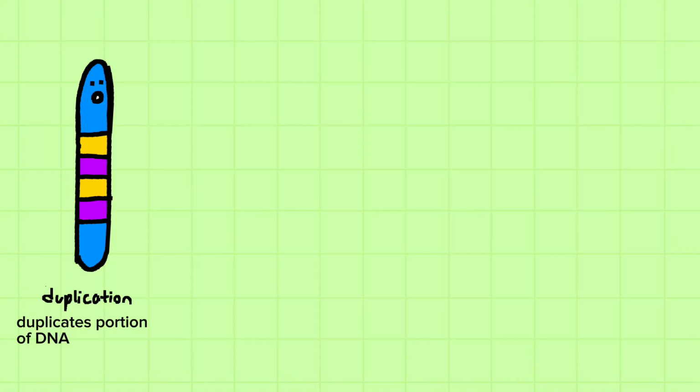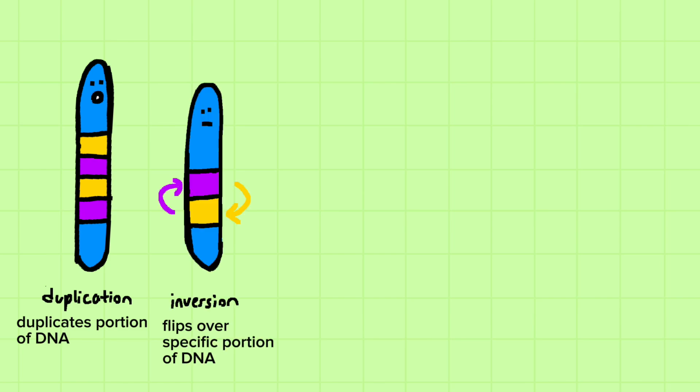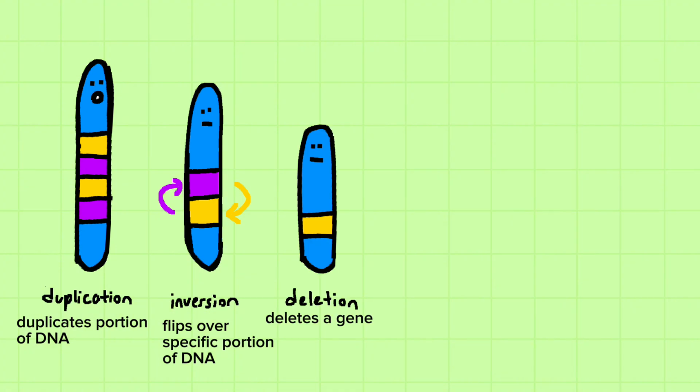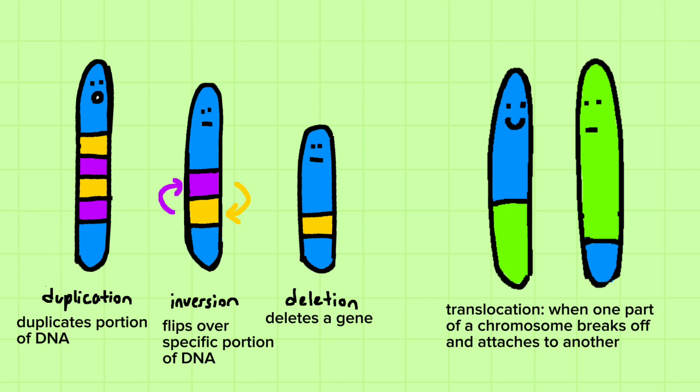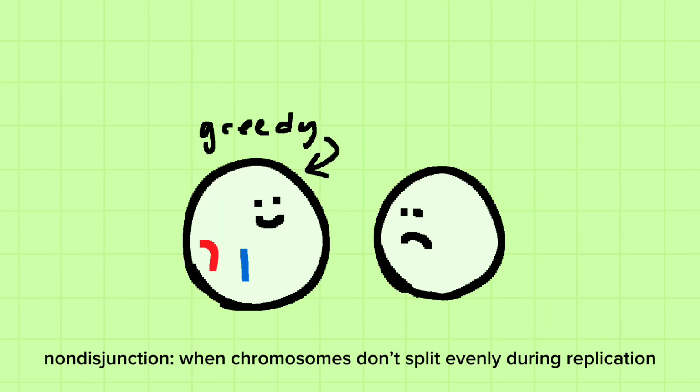Chromosomal duplications are when a portion of DNA is duplicated. Chromosomal inversions are when a portion of DNA is inverted. Chromosomal deletions are when a portion of DNA is deleted. Chromosomal translocation is when part of one chromosome breaks off and attaches to another. Non-disjunction is when cells don't split DNA properly and cause wrong numbers of chromosomes inside the cell.